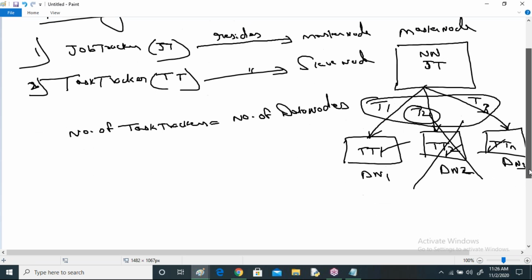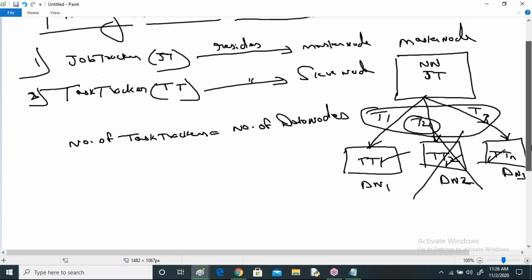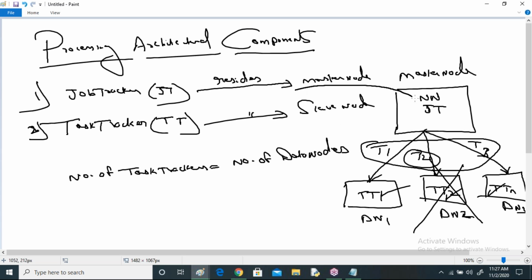Here, if any storage request comes, that request goes to the name node. If any processing request comes, it goes to the job tracker. For a storage request, the name node takes that request, divides the file into blocks, and stores the blocks across multiple slaves. For a processing request, the job is divided into tasks, and the tasks are executed by multiple data nodes.